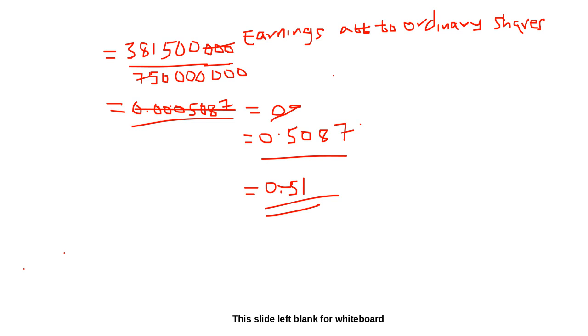The post-tax net profit for the period to 31st December 2001 was 197,600. So maybe for those who have not downloaded the notes, I can also post this in our discussion forum so that you get to know what we are talking about. Then we are told to compute the earnings per share.